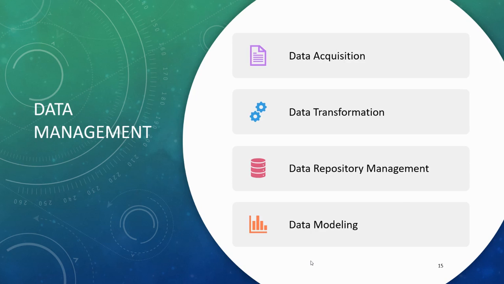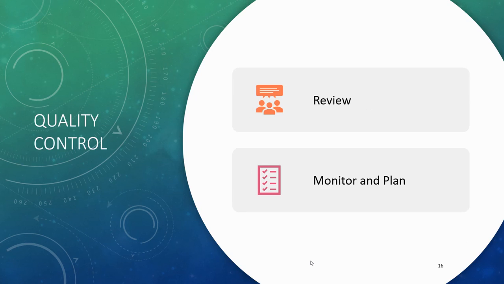Then we have the data management, where we have four other main processes, which are data acquisition, transformation, repository management, and the modeling of all this data. And to conclude, we have two main sub-processes, which are the review. This review allows us to discover multiple problems that at an enterprise level mostly lie in silos. And the monitor and plan, because monitoring the steps continuously and in a disciplined fashion allows us to improve errors and inadequacies in every single step.